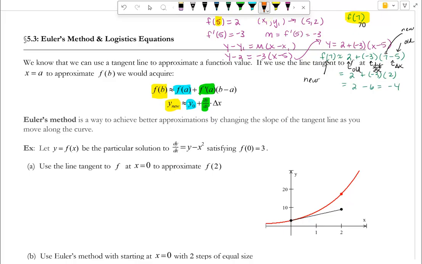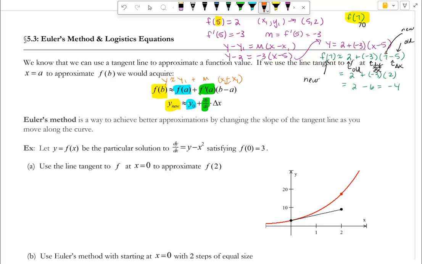Again, when we do b minus a, or in Algebra 1 where we'd say y is approximately y1 plus m times x minus x sub 1, that's really just delta x. That's how far apart our new x value is from our original x value. So Euler's method is slightly better than a tangent line approximation because we are going to recalculate our tangent line over smaller intervals.